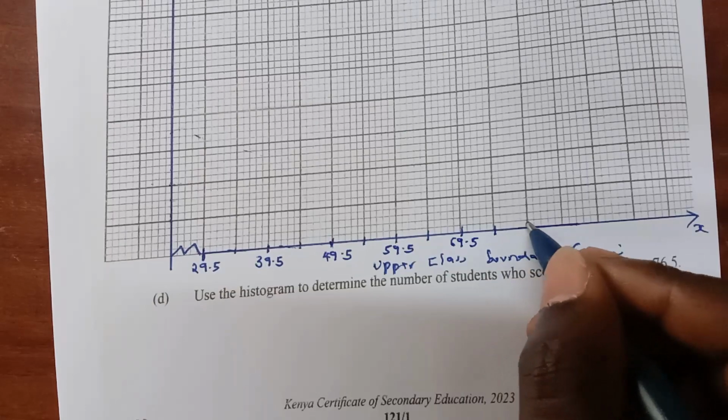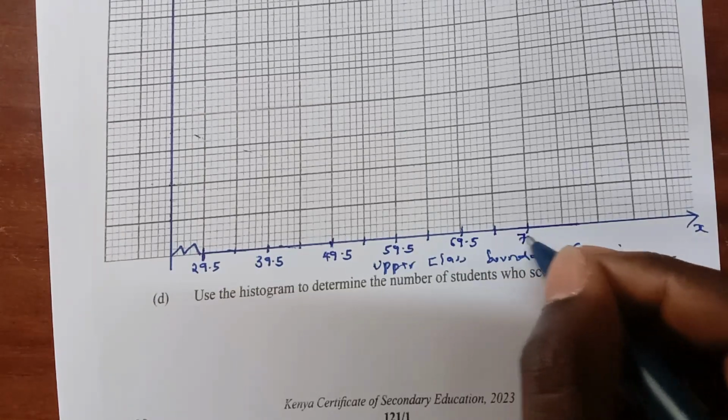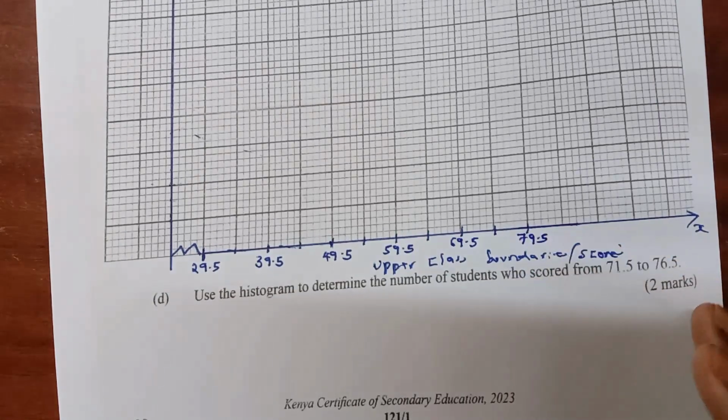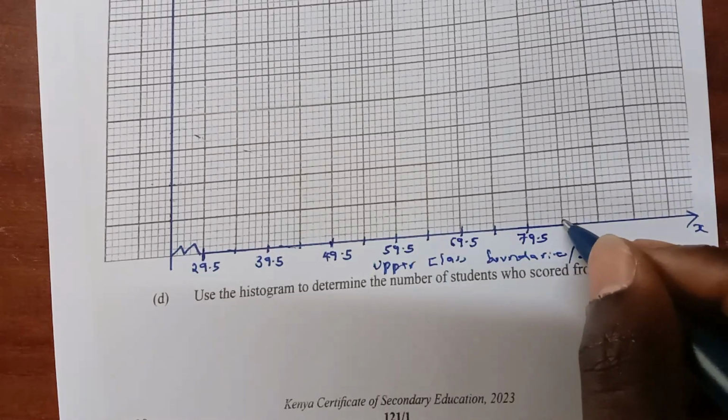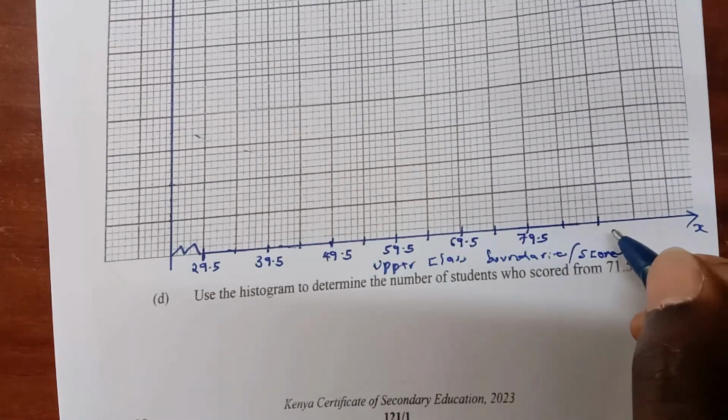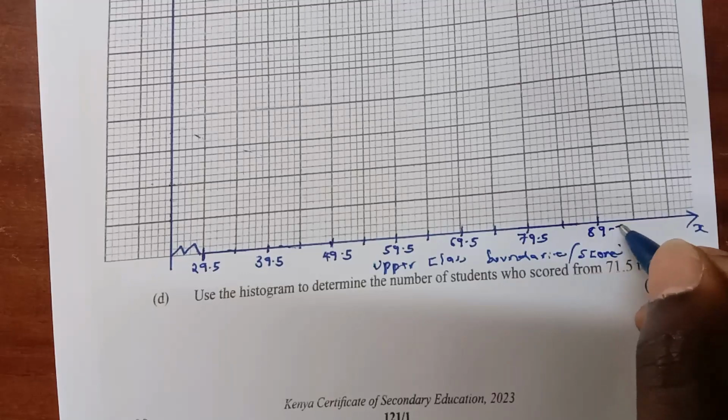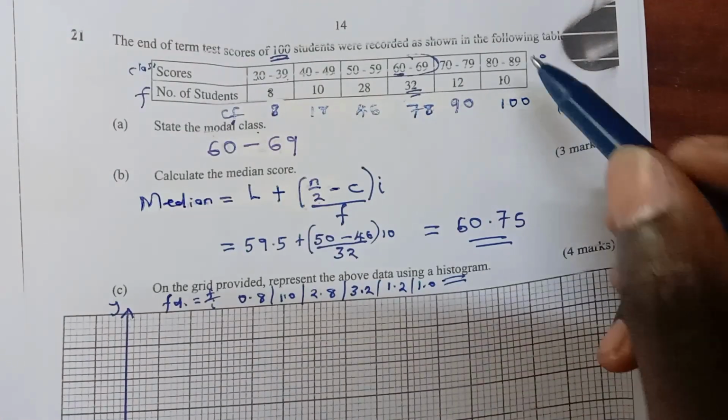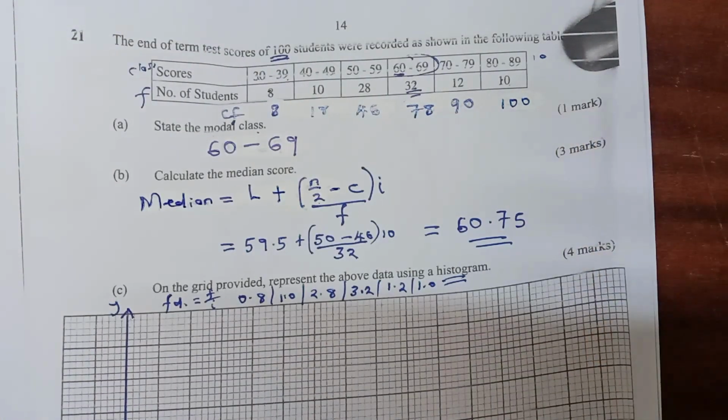After another 2 squares, we have 79.5. Then after another 2 squares, you'll have 89.5. The highest score here is 89, so it is 89.5. That is the upper class boundary.